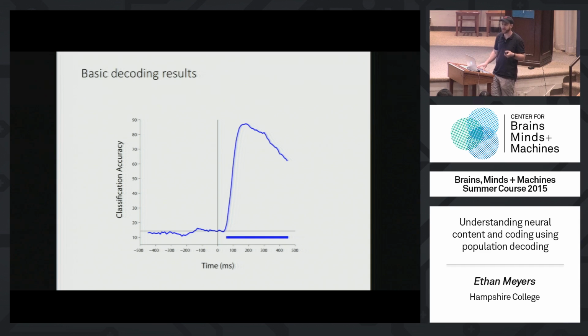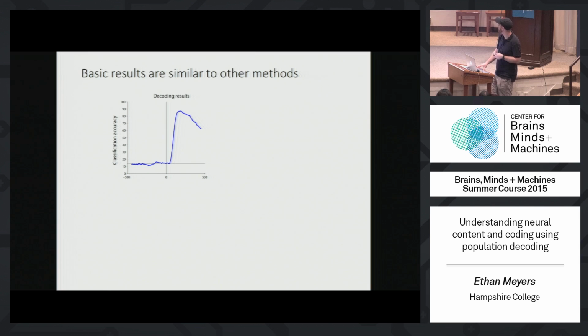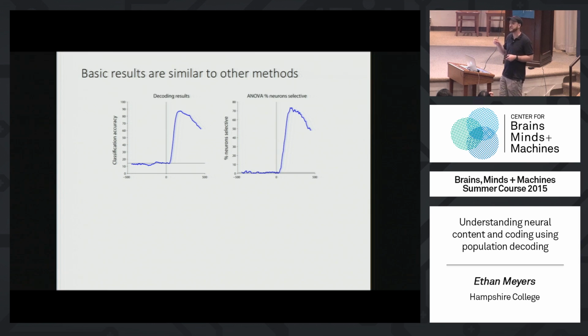How does this stack up against other methods that people commonly use? So here's our decoding result. Here's another method. Here I'm applying an ANOVA to each neuron individually and counting the number of neurons that are deemed to be selective. Okay? And so what you see is that there's basically no neurons in the baseline period, and then we have a huge number. Okay? So it looks pretty much identical.